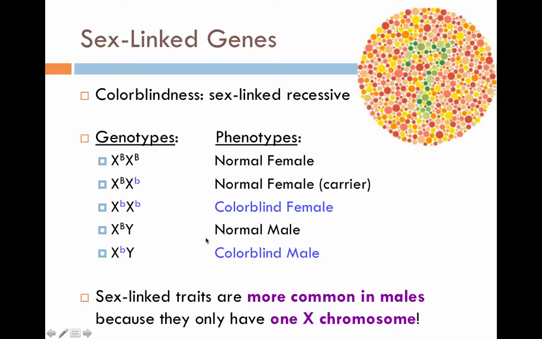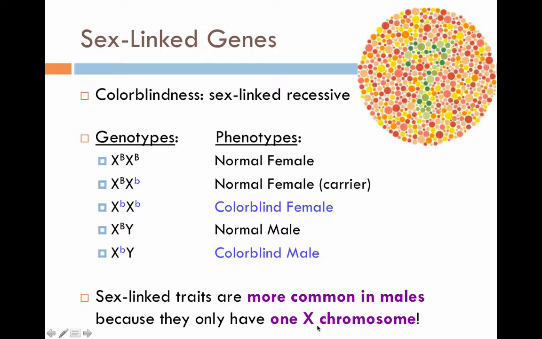Again, sex-linked traits are more common in males because they only have one X chromosome. Females, on the other hand, have an opportunity to cover it up with a good dominant allele so you don't actually express the recessive disorder. Males, on the other hand, don't have a second X.